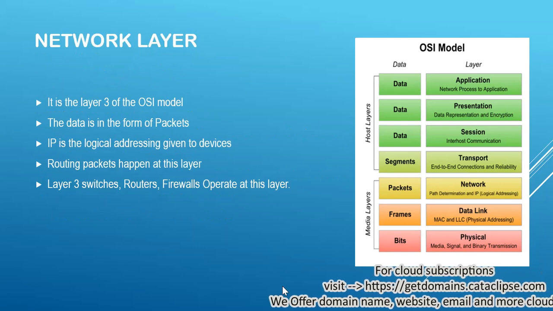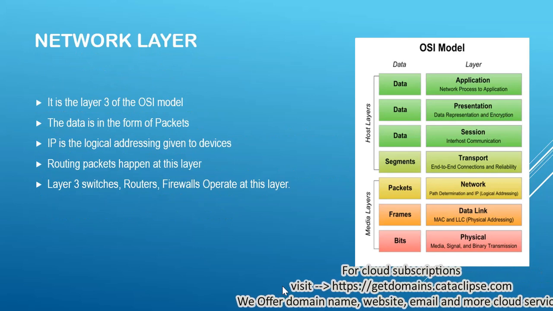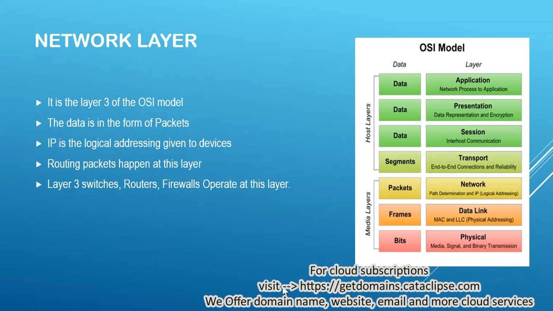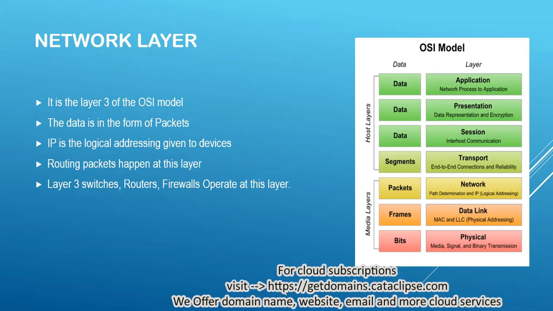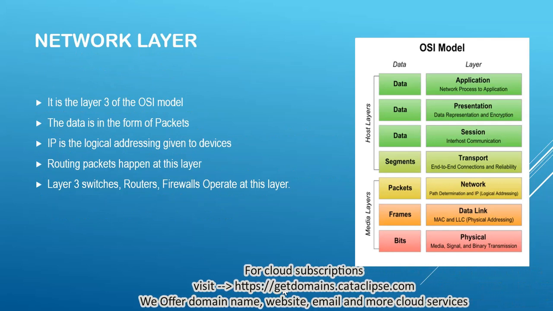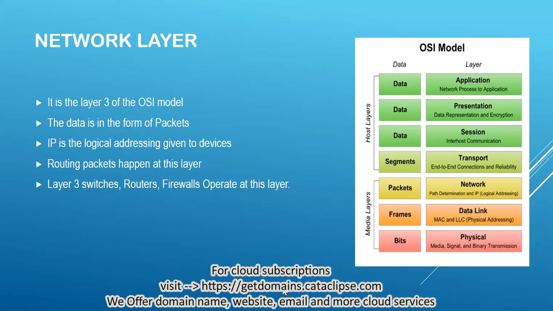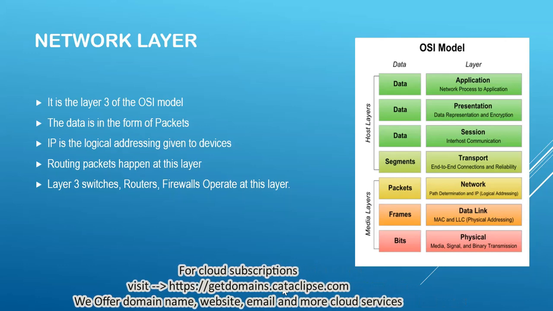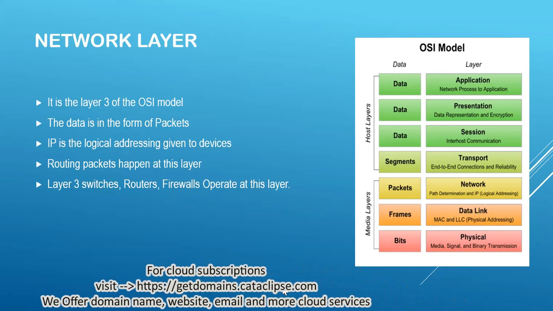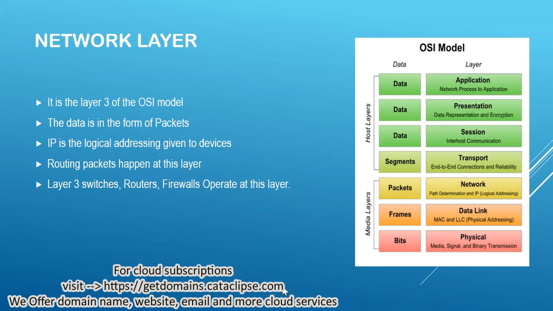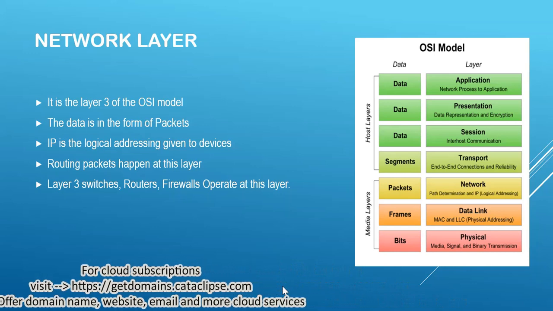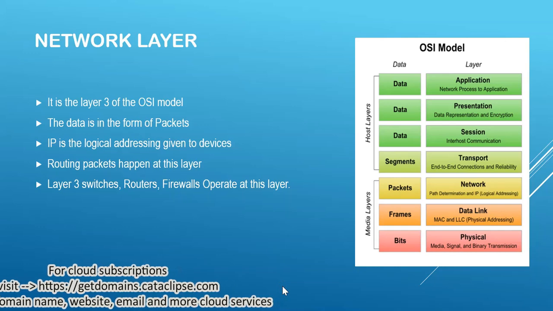Network layer is the layer 3 of the OSI model. The data is in the form of packets. IPs are given to devices. These IPs are the logical addressing of the devices. Routing of the packets between the sender and the receiver happens at this layer. Layer 3 switches, routers, firewalls all operate at this layer.